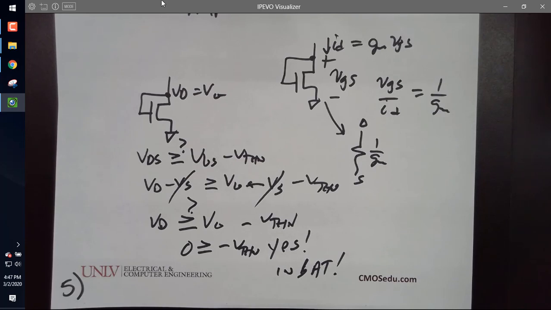Now, when we do diff amps, our load will be a current mirror. What is one side of a current mirror? Gate drain connected transistor. So right off the bat, we know that's a 1 over GM.